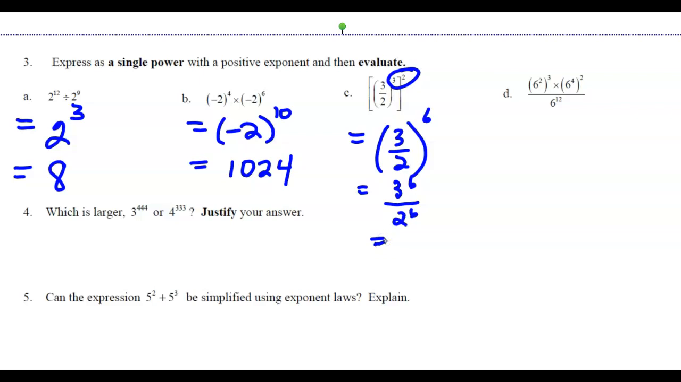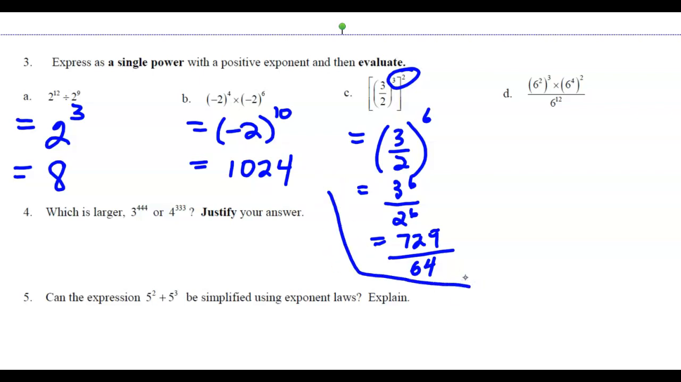So 3 to the 6th is 729, and 2 to the 6th is 64. Can't reduce, because 2 doesn't go into 3, right? If it could reduce, then we could have reduced the fraction to start because we were raising it to the same exponent.